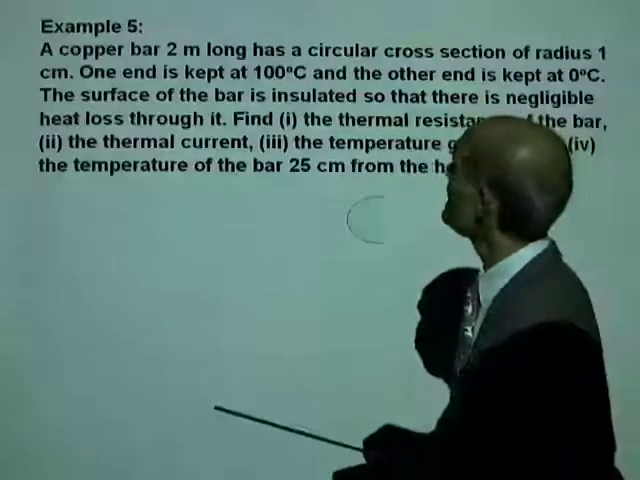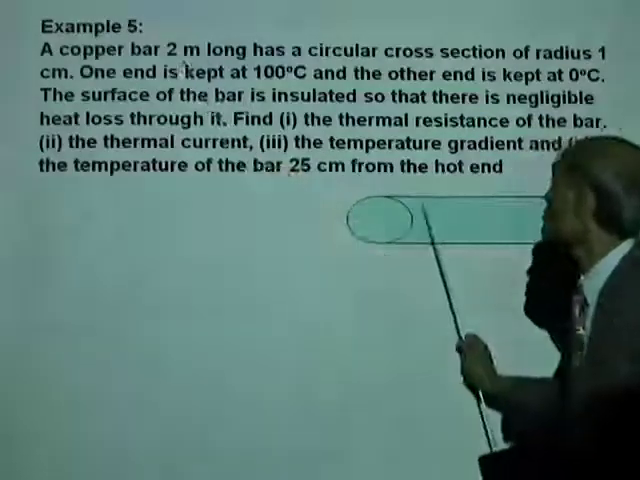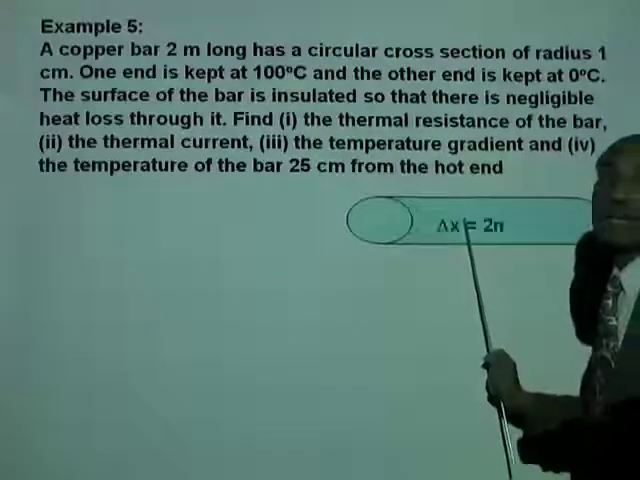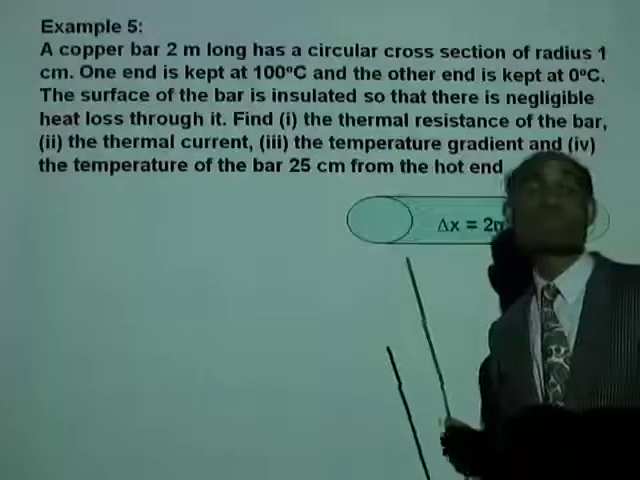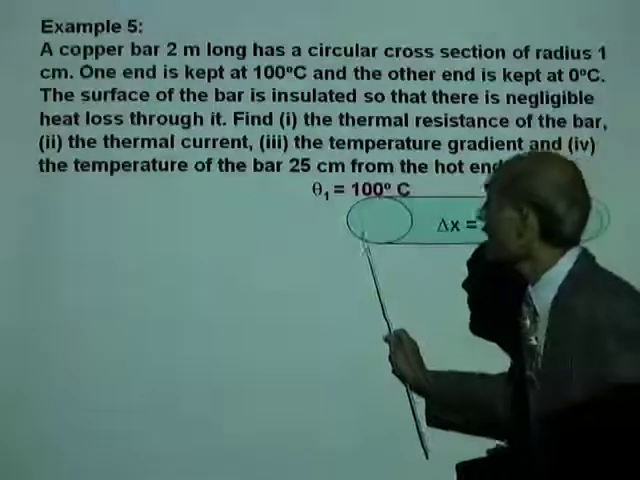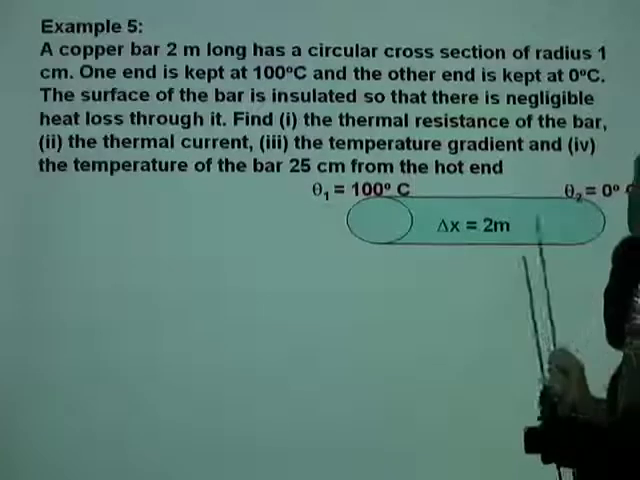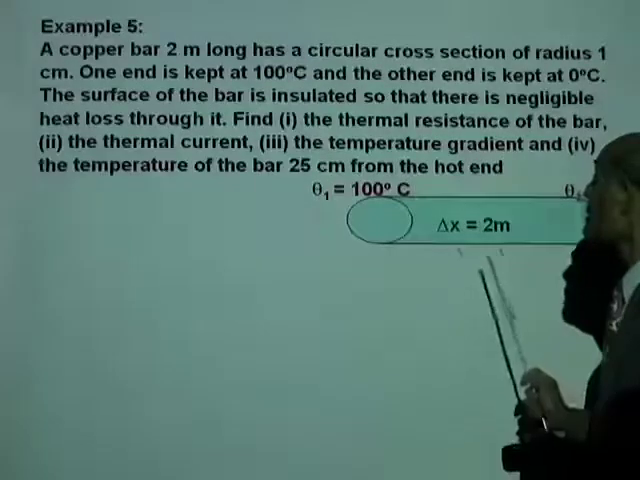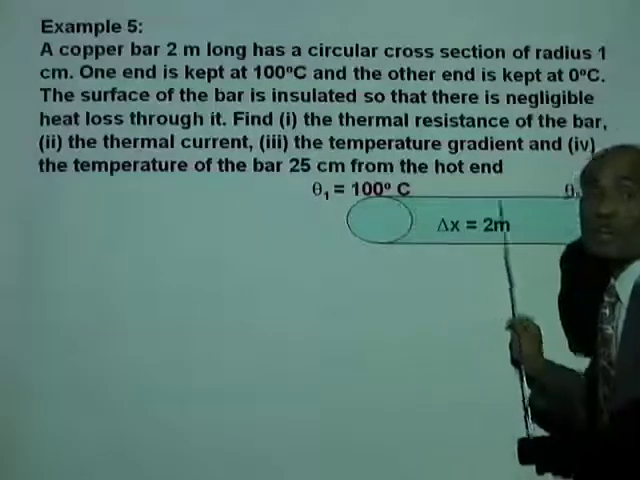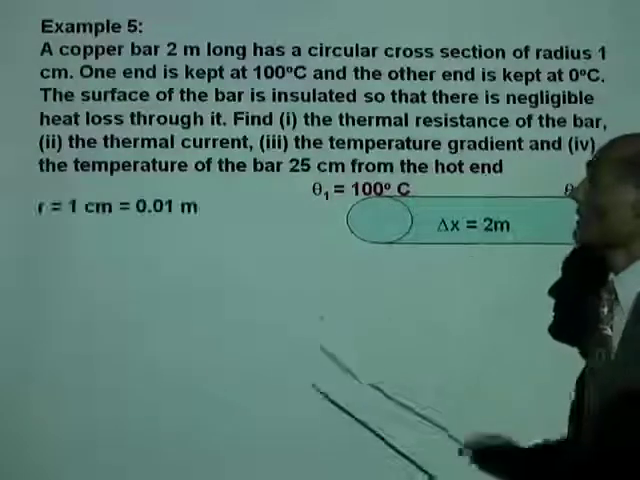Alright, let's see what the given things are. We have a copper bar 2 meters long, delta X equals 2 meters. We use delta X for the length. One end is at 100 degrees Celsius, the other end is at 0 degrees Celsius. What is the drop in temperature? It will be 100 minus 0.